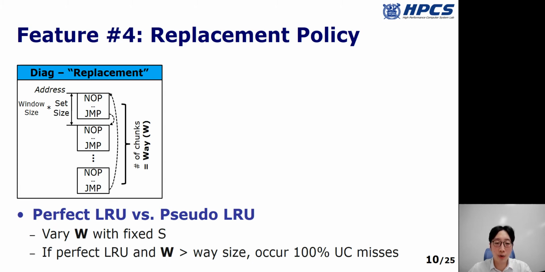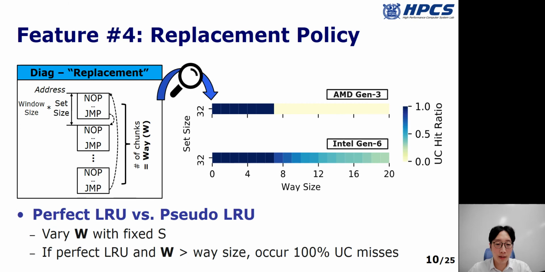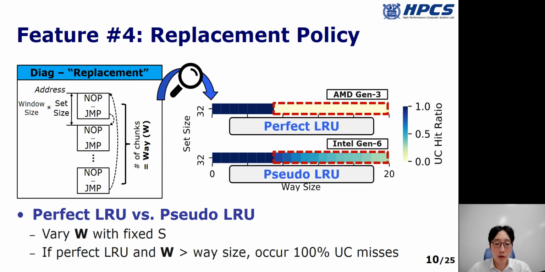As shown in the left figure, we used a similar code snippet to the one used to identify the set-way mapping policy. The only difference is that we fixed the set size as the extracted set size from the previous step. Then, we execute this diagnosis code for different way sizes. Here, for perfect LRU, all instructions cause capacity misses when the number of chunks is larger than the way size. Otherwise, for pseudo LRU, the cache miss ratio gradually increases. In this example, we can conclude that AMD Gen 3 has a perfect LRU policy and Intel Gen 6 has a pseudo LRU policy.